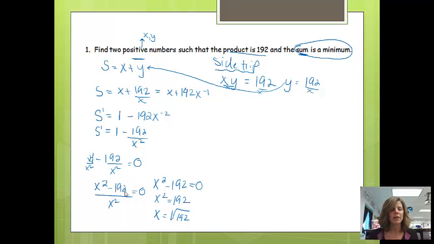Another critical number, if I was looking at this, would be where the denominator equals 0. The denominator equals 0 at x equals 0, but again it said to find two positive numbers, and 0 is not a positive number, so I'll just cross it off. Okay, so notice I found x.